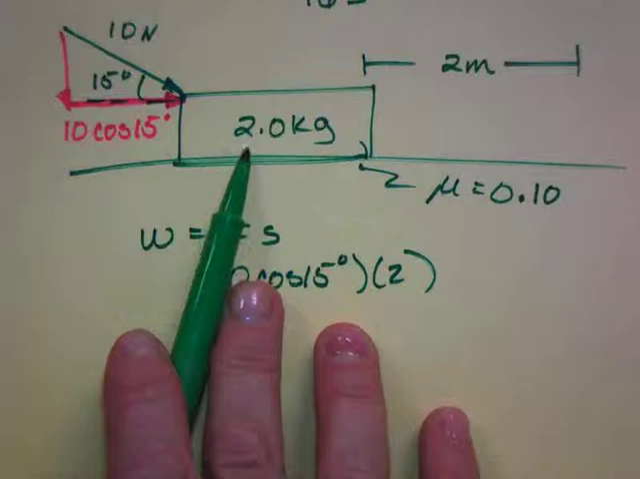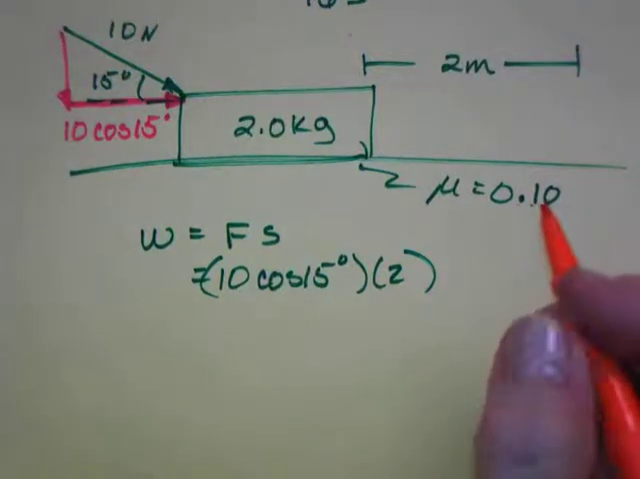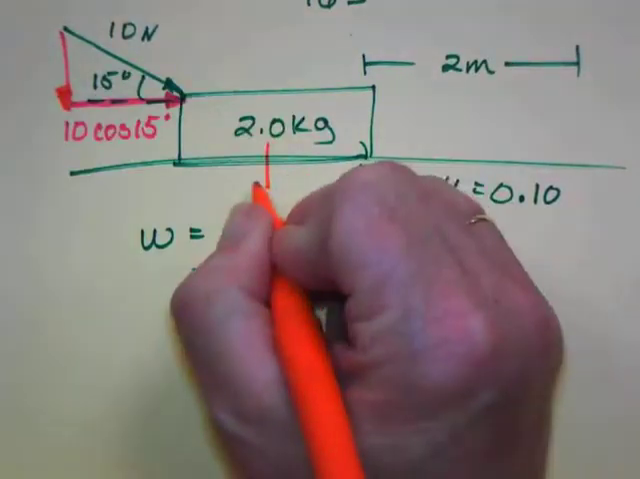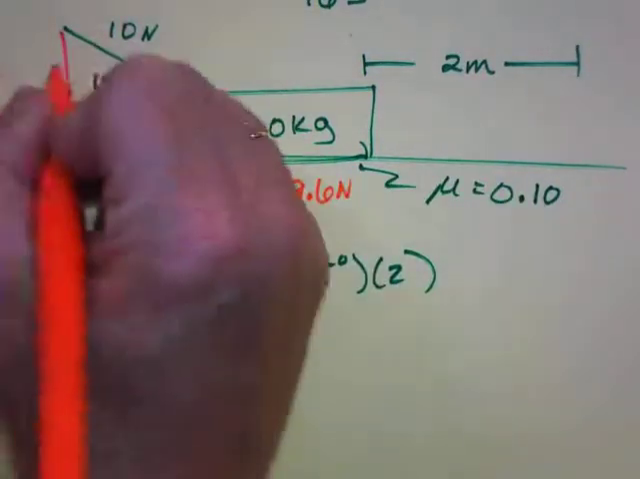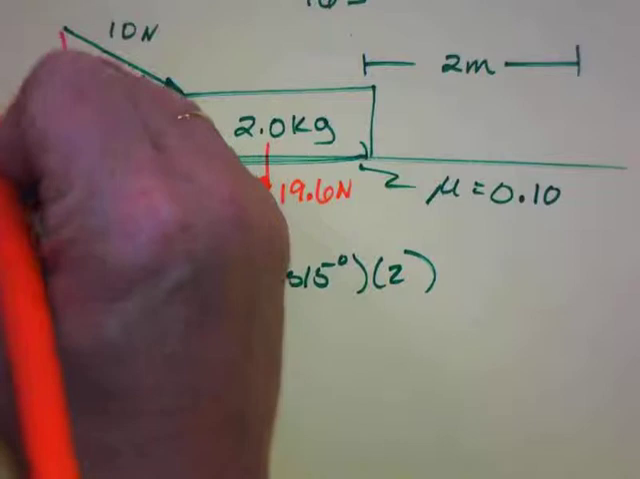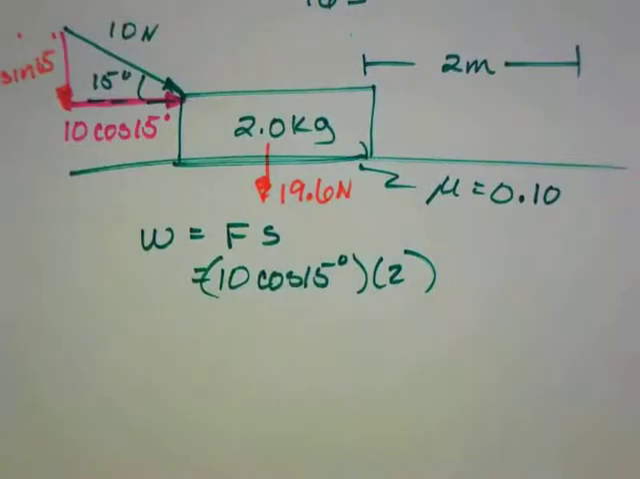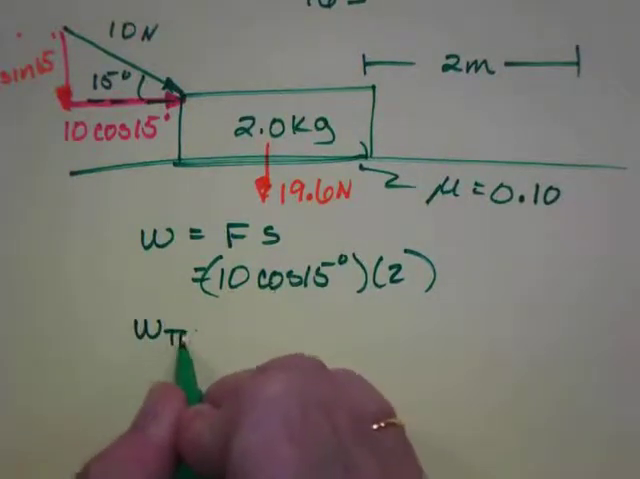Now the weight becomes important, right? Because that's part of the normal force. But that's not the only thing that impacts the normal force. What else would impact the normal force? Yeah, this right here, this force. So we have 19.6 newtons plus, what would we label this vector as? 10 sine 15, right. Now this is where the positive and negative sign becomes important, okay?